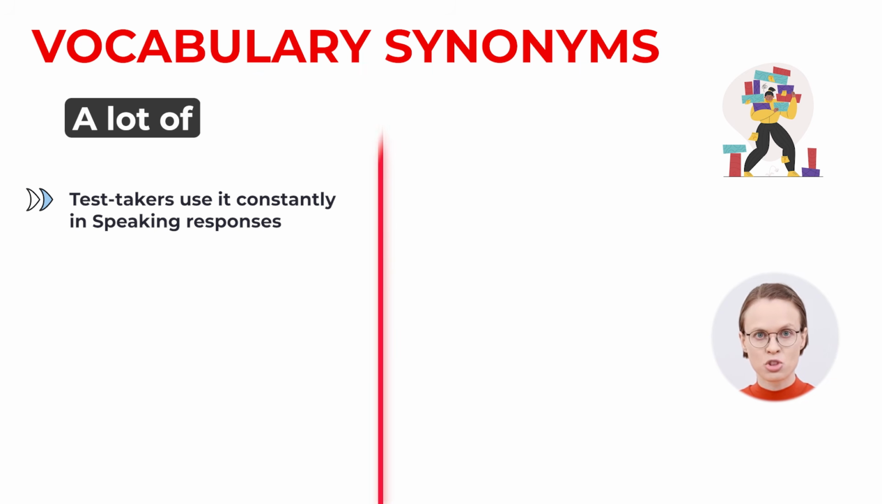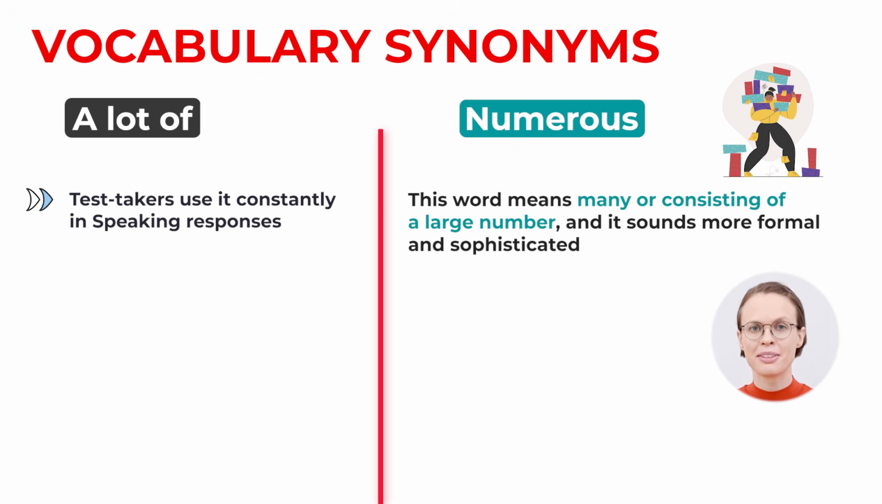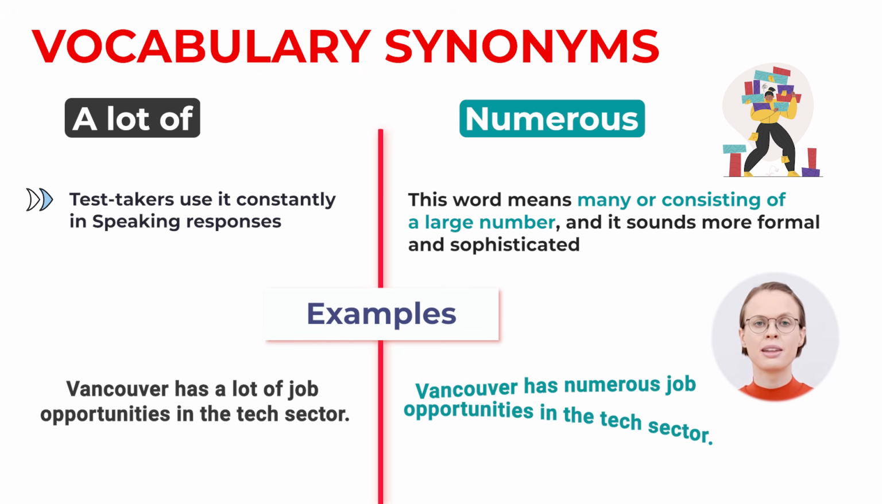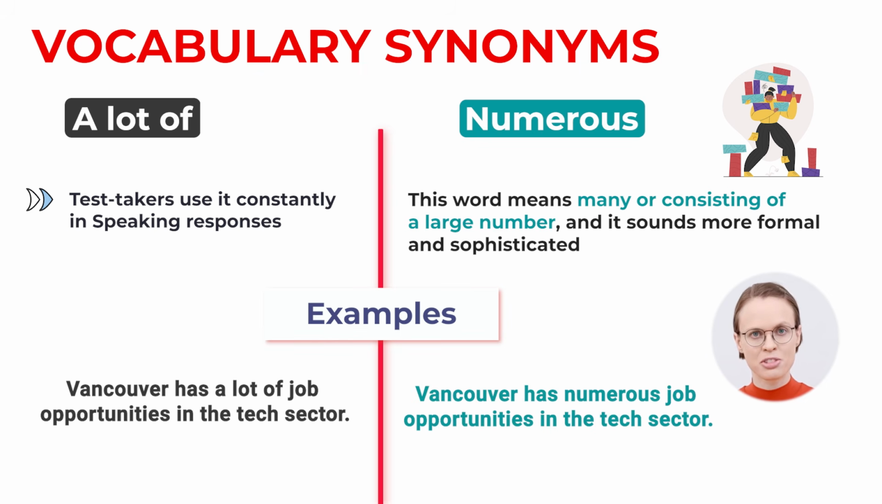A much better choice is numerous. This word means many or consisting of a large number, and it sounds more formal and sophisticated. Here's an example. Vancouver has a lot of job opportunities in the tech sector. Here's the upgraded version. Vancouver has numerous job opportunities in the tech sector.